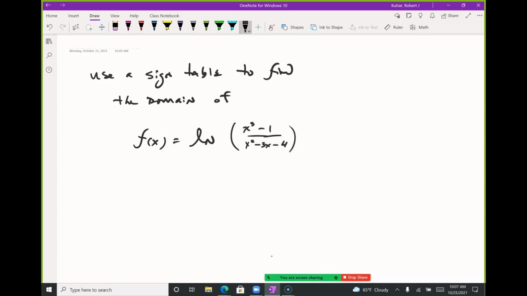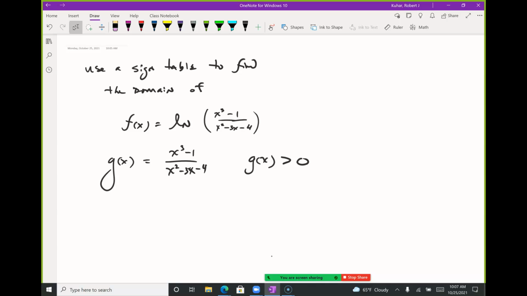Everybody with me? Now the first thing, of course, you could do is just graph this function and then use the graph to help you, right? But we know what it means to do a sign table. So we're going to say that g of x is x cubed minus 1 over x squared minus 3x minus 4. And we want g of x to be greater than 0. So we've got to factor g of x completely. We've got to find the critical values, create the table, find test values, and then answer the problem, right?